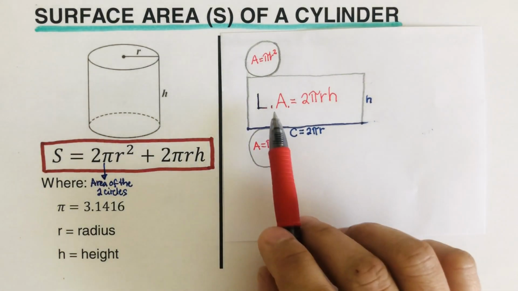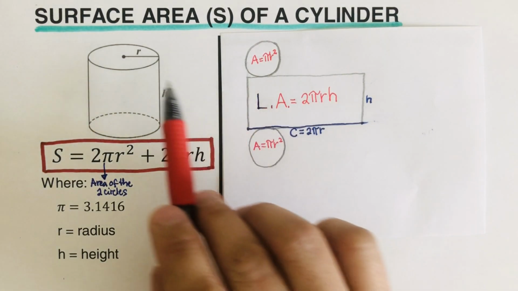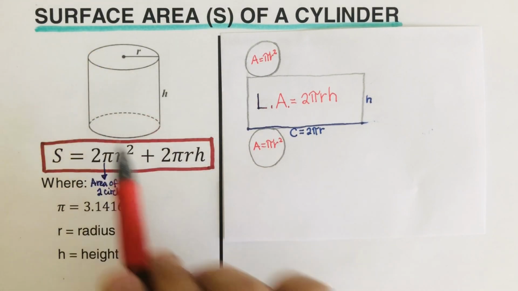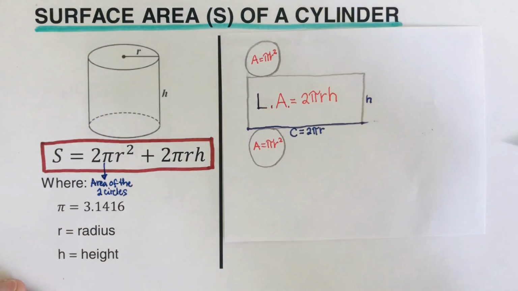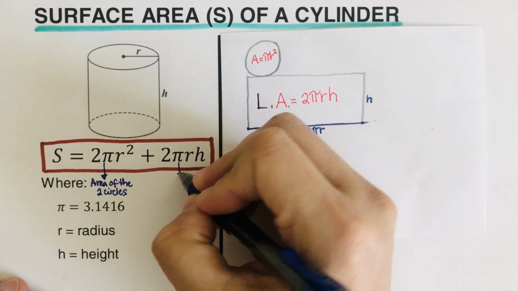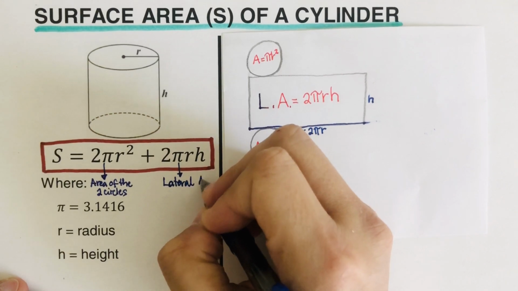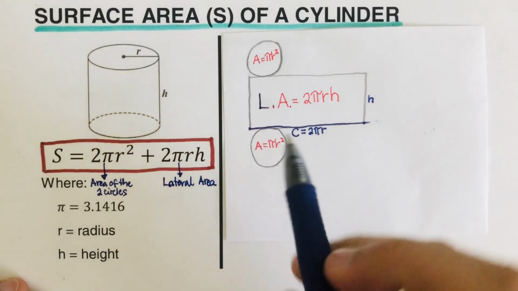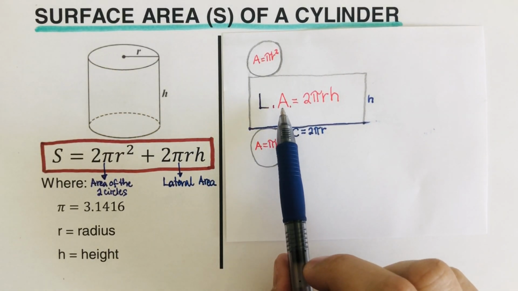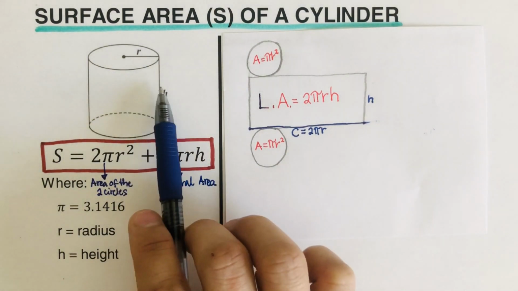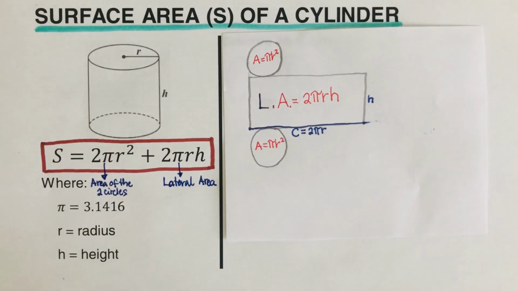Again, lateral area is the area that does not include the top and the bottom. So it's just including the sides only. This one right here is the lateral area. It's only the sides. That is the lateral area.